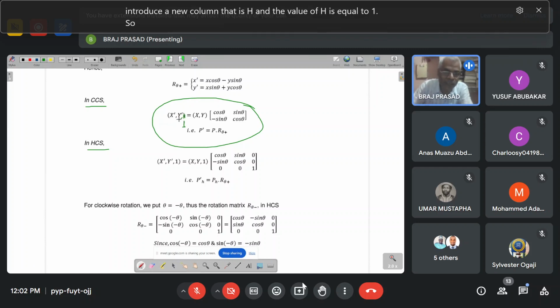So this x dash y dash becomes x dash y dash comma 1 in HCS format, and again we introduce a new column in this place, that is h, and the value of h is again 1. So it becomes x comma y comma 1 in HCS format, and this is the coordinate of r theta plus in CCS, Cartesian coordinate system.